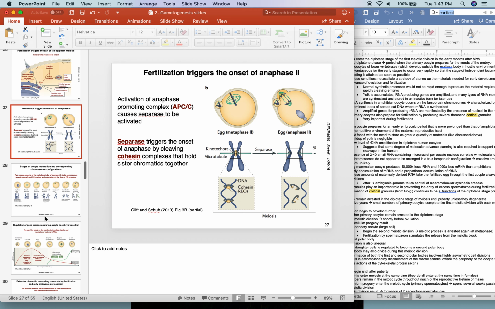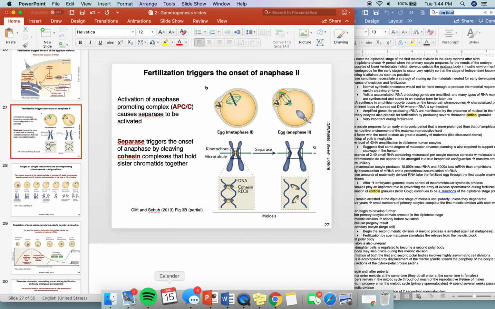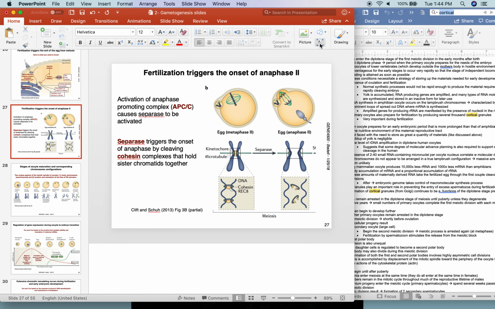I'll just show this, but this is where we'll get started. This is triggering APC/C, just to remind you of what's happening. APC/C activates the separase enzyme that will cleave the cohesins that hold all this together.